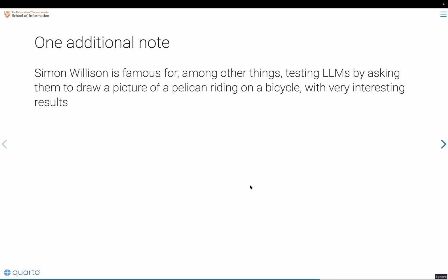One additional note is that Simon Willison is famous for, among other things, testing LLMs by asking them to draw a picture of a pelican riding a bicycle with very interesting results. And this has become a meme on the web, pelican riding on a bicycle, because of his use of it as a benchmark. Okay, so that's all I want to say.